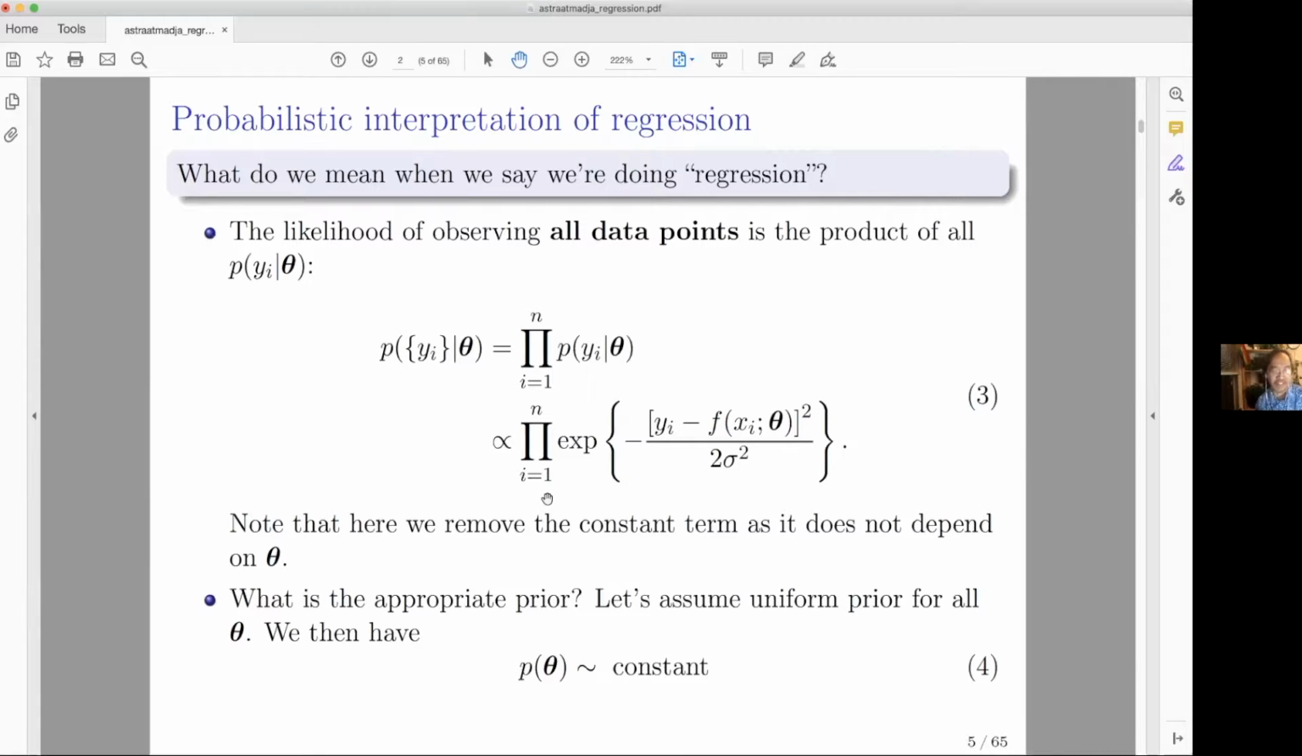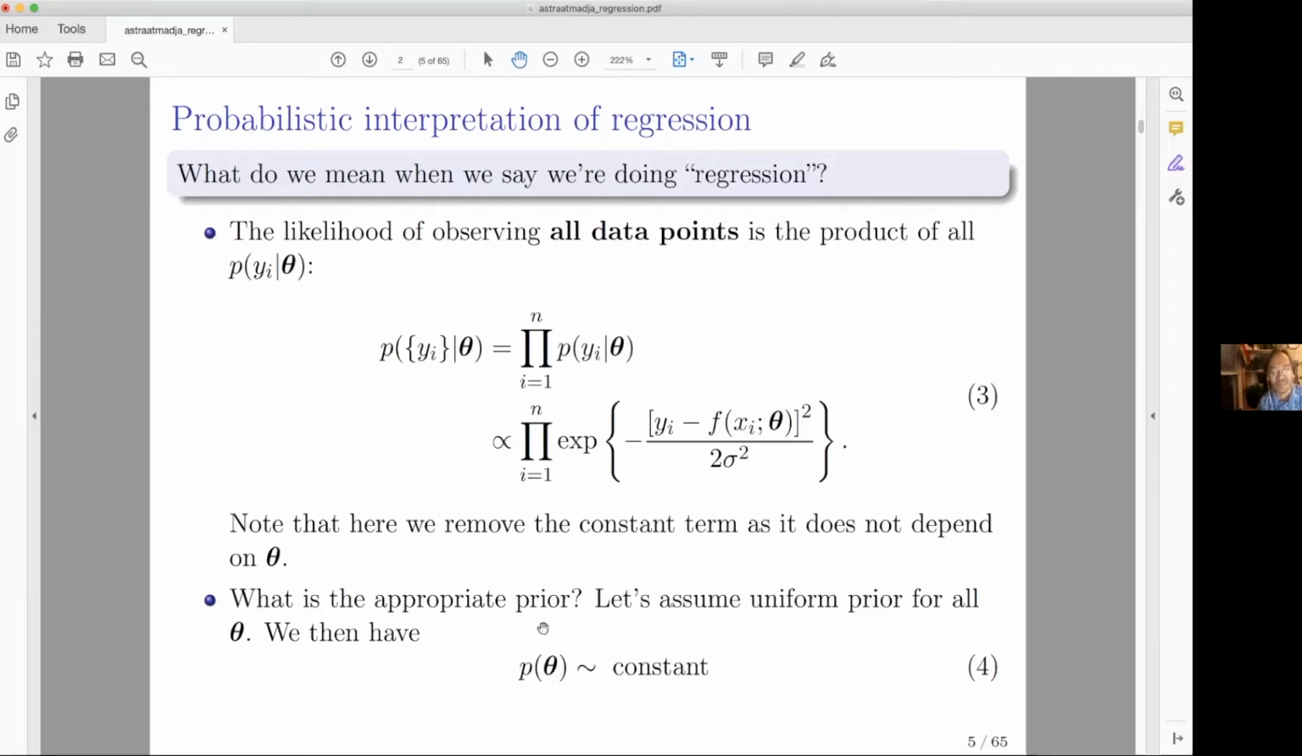Next, we have to define the appropriate prior. We haven't talked about Bayesian inference, so I'll just use the simplest prior of all: the uniform prior. That means we assume the parameters can be anywhere. It doesn't favor certain values. This is the most naive prior. It doesn't assume anything, and it's also what we call an uninformative prior.